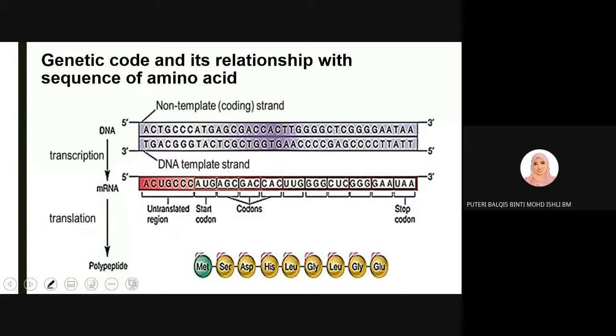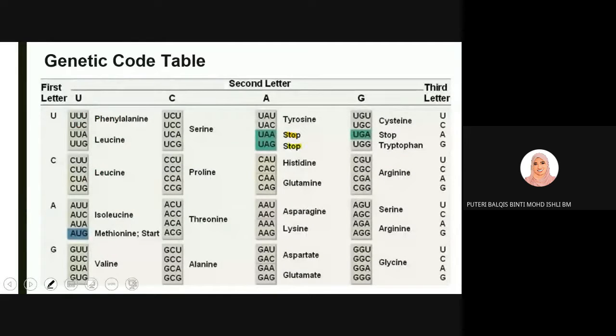And codon, what you need to know is we have start codon and stop codon. Start codon is AUG, always AUG. Stop codon we have three: UAA, UAG, UGA. Okay, stop codon kita ada tiga, UAA, UAG, UGA yang ni. Kalau dia jumpa salah satu stop codon, the process of translation will be stopped. Once it reaches stop codon, translation process will be stopped.